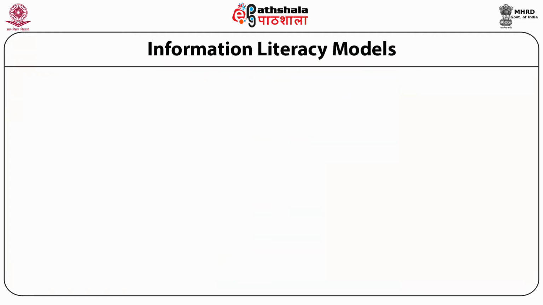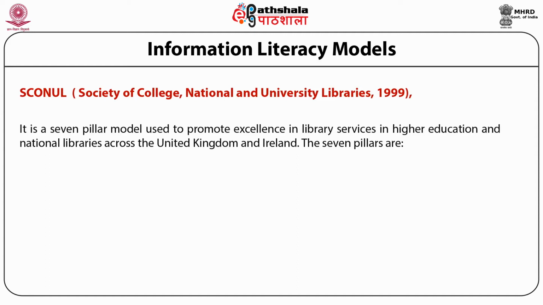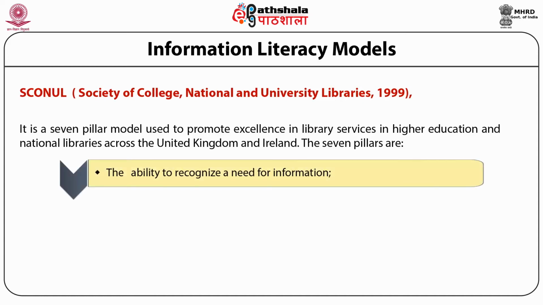Another information literacy model is known as SCONUL, that is Society of College, National and University Libraries, in the year 1999. It is a 7-pillar model used to promote excellence in library services in higher education and national libraries across the United Kingdom and Ireland. The 7 pillars are the ability to recognize a need for information. This is the first pillar.